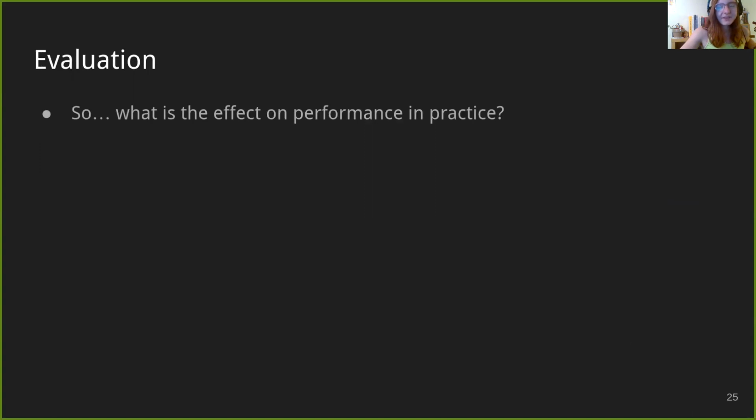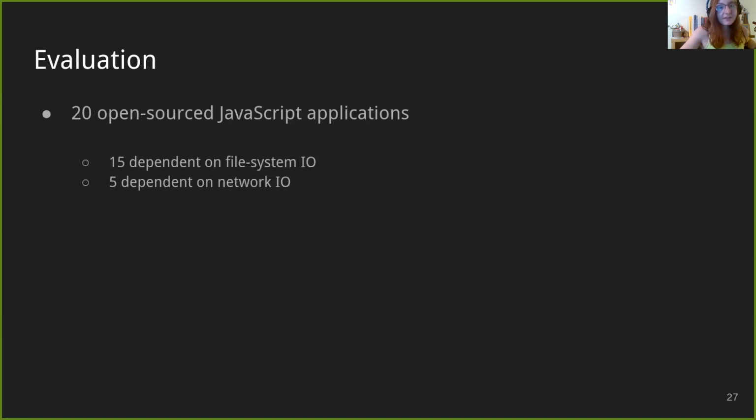So, evaluation. So what did we evaluate? Of course, we're trying to increase parallelism. It stands to reason that the intended effect is that we see a performance increase, right? So what we wanted to do was measure the effect on the performance in practice. So we used 20 open source JavaScript applications. These are just projects from GitHub. 15 of these were dependent on file system IO, and 5 of them were dependent on network IO.